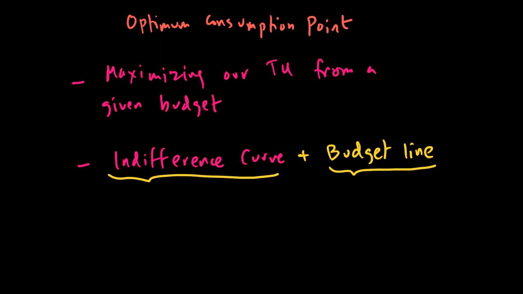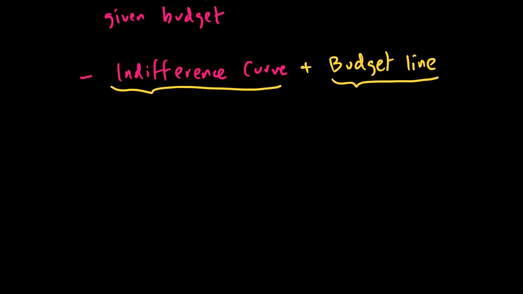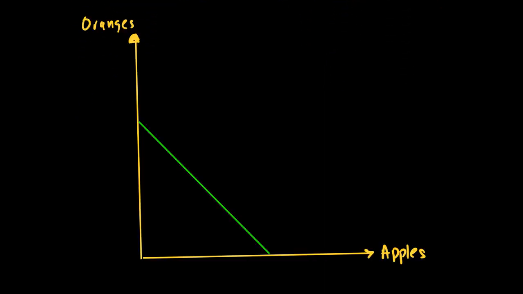So now I'm going to put both the elements, budget line and indifference curve, on the same diagram. So let's see that. Let's say I have the two choices that I had before, which was basically oranges and apples, and let's say this is my budget line. I can afford all the various combinations on this line.